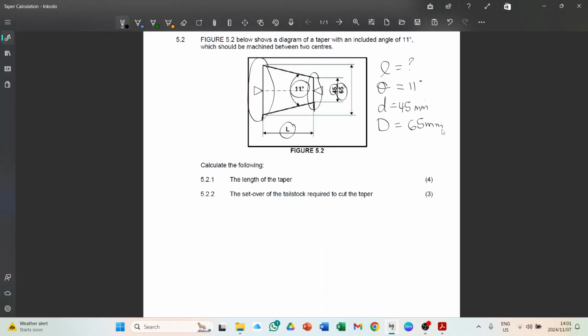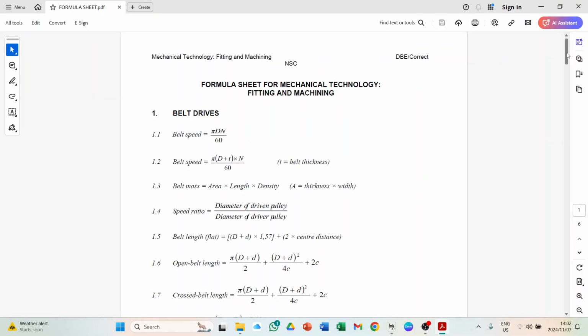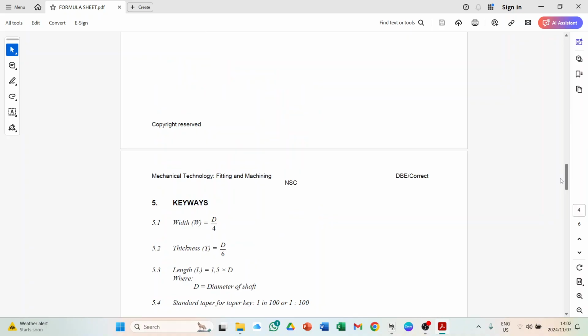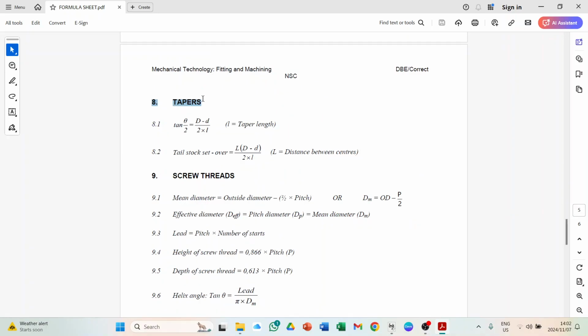Okay, so from your list, I want you to go to the formula sheet. Now remember, we're working with taper, so you have to use that as your heading that you're going to be looking for. So if you go to the formula sheet, you see there's different headings. So we are looking for taper or taper cutting, anything in that line. Okay, go down, that's keyways, dovetails. There you go. You see over there is tapers.